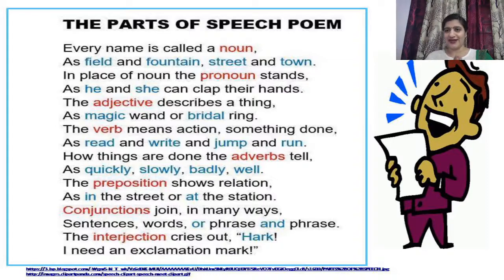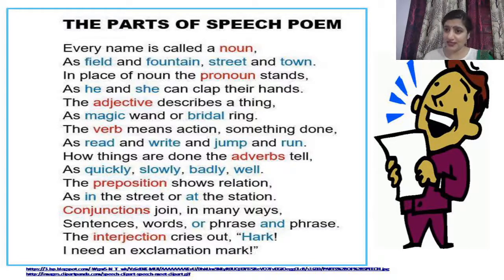So let us look at this very interesting parts of speech poem and quickly recap and revise all the 8 parts of speech which we have done today. Very interesting. Every name is called a noun, as field and fountain, street and town. In place of noun, the pronoun stands, as he and she can clap their hands. The adjective describes a thing, as magic wand or bridal ring. The verb means action, something done, as read and write and jump and run.